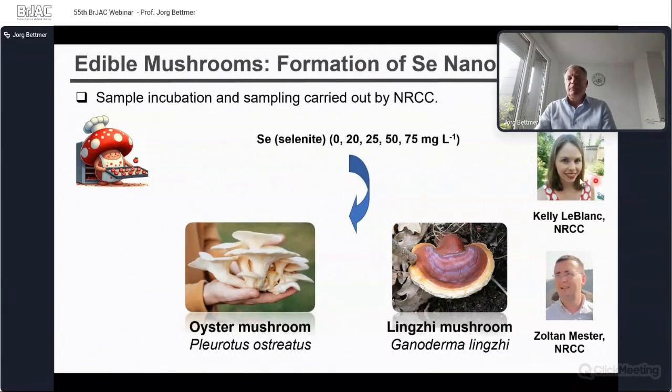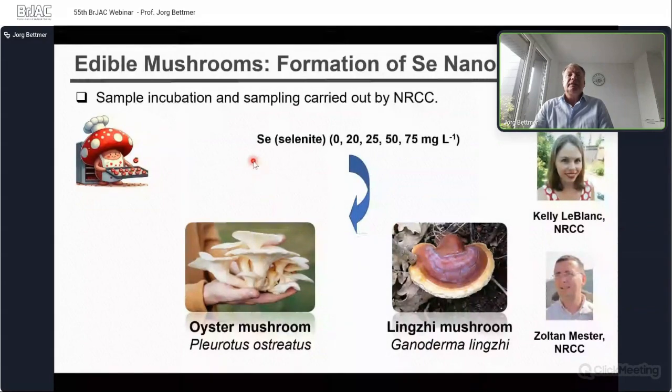Another example, the same cooperation again, is we were interested in the detection of selenium nanoparticles in edible mushrooms. Again, the sample incubation and the sampling was carried out at the National Research Council of Canada, and these mushrooms were incubated with different concentrations of selenite between 0 and 75 milligrams per liter. So we have two examples, the oyster mushrooms, which is relatively famous, at least in Europe. I don't know about in Brazil, and the Lingzhi mushroom, which might be more popular in Asia. So these types of mushrooms we have analyzed.